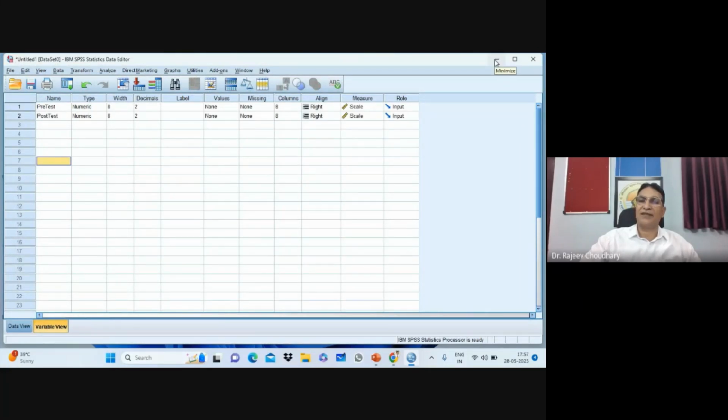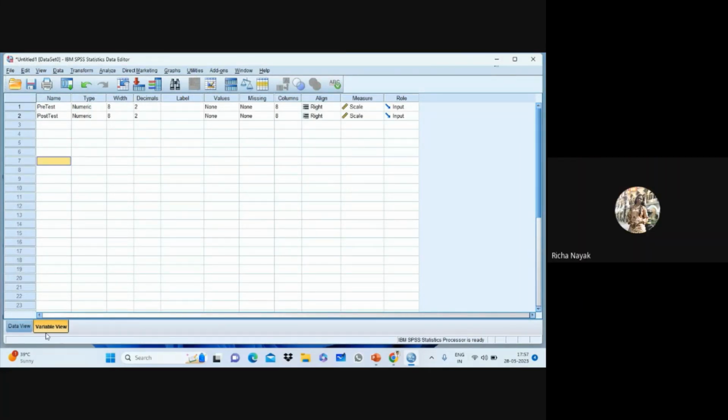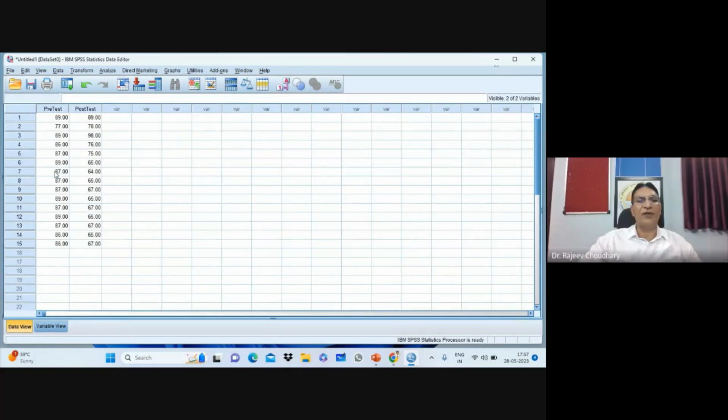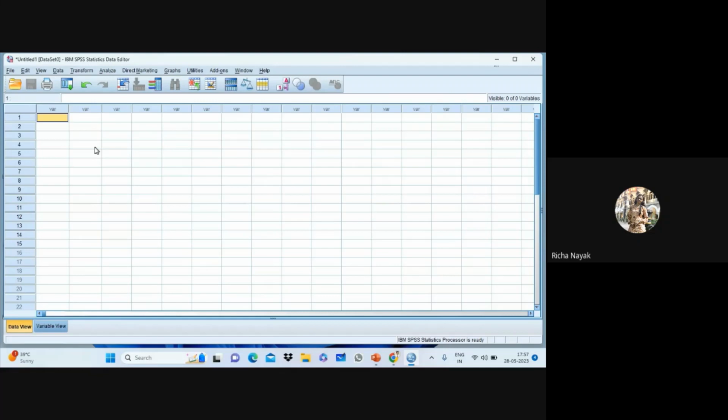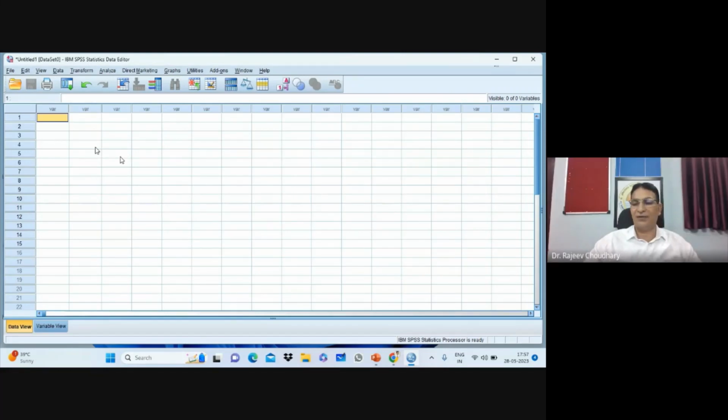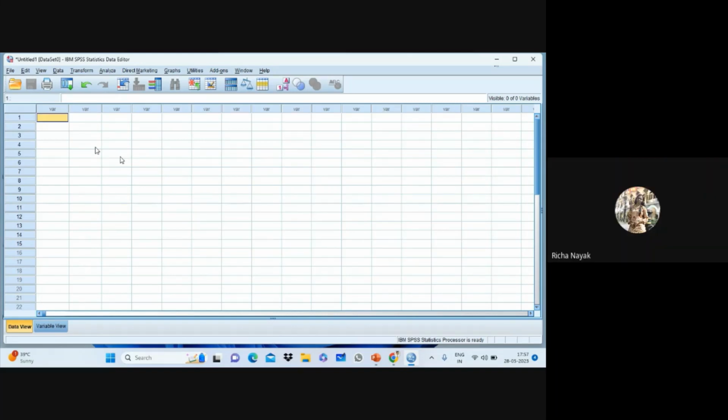What is the name of the next design? Repeated measure design. How many observations do we have? Sir, two observations. No, not at all. In the two-group design we have two observations; in repeated measure design we have more than two observations, for example pre-test, mid one, mid two, and so on. Is it okay? Yes, sir.